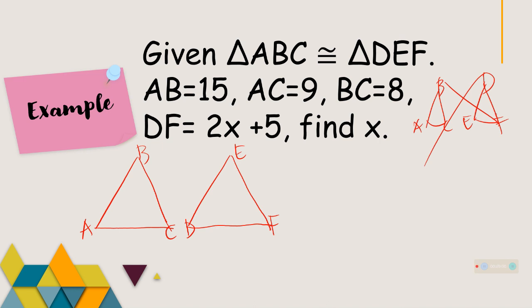So we are going to analyze the given situation. It is given that segment AB is equal to 15, so let's put 15 here. Then AC is equal to 9 and BC is equal to 8. Then DF, the lower part, is equal to 2x plus 5. You may notice that 9 looks shorter than 8 in segment BC. Take note that this is just an illustration of the given situation, not the real figure.